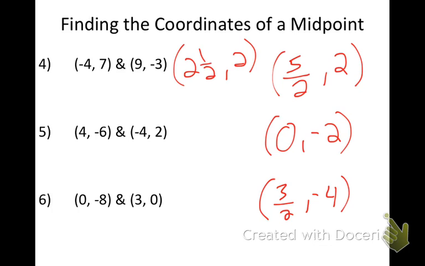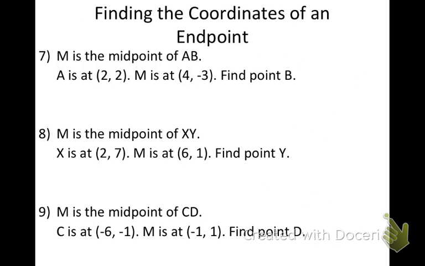All right, so I found the midpoint of all of those. Midpoint again, add the x's divided by 2, add the y's divided by 2. Pretty straightforward. Next part here gets a little bit tougher. Okay, what happens now if they give me the midpoint and wants me to find the other endpoint?